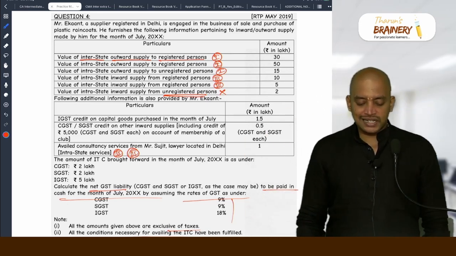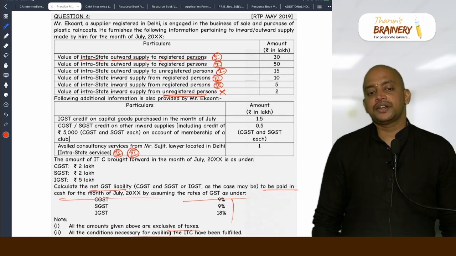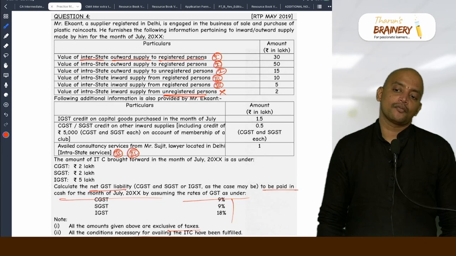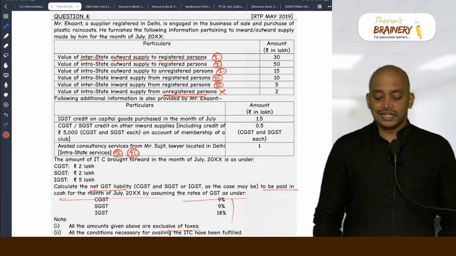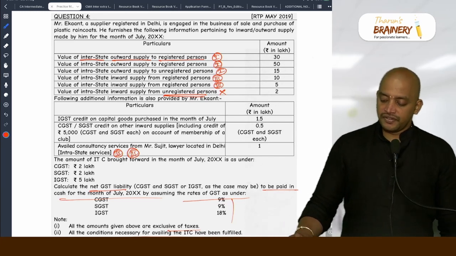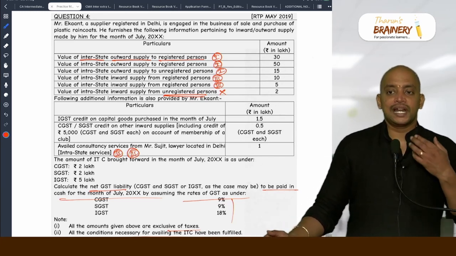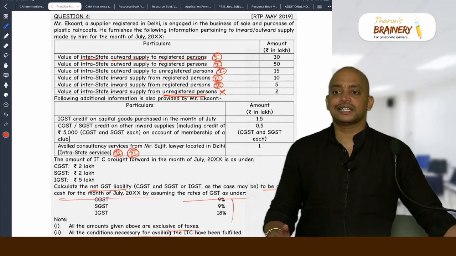Then B2C supplies, sale to unregistered. Particulars, B2C supplies. Value 15 lakhs. Now, is it intra or inter? Intra. So, CGST, SGST column. 15 lakhs into 9%, 1 lakh 35,000 CGST, 1 lakh 35 SGST and IGST dash.